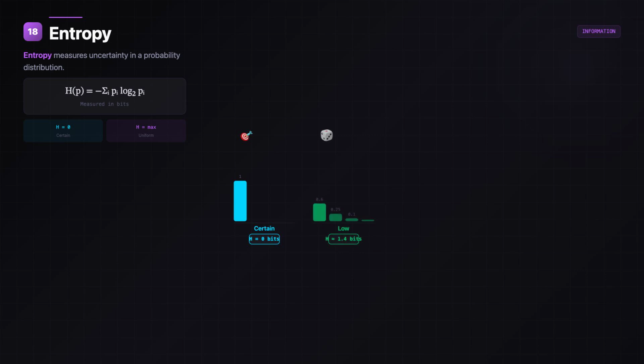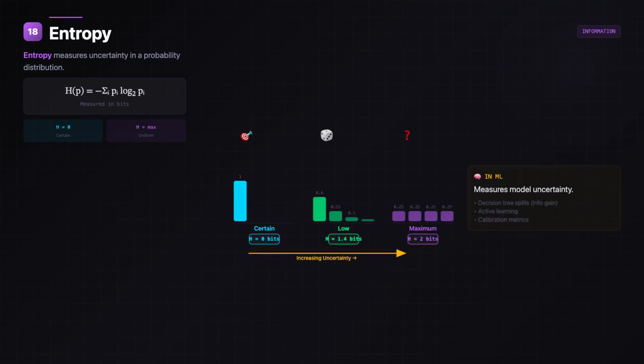Entropy measures uncertainty in a distribution. Certain distributions have zero entropy. Uniform distributions have maximum entropy. Decision trees split on features that maximize information gain.